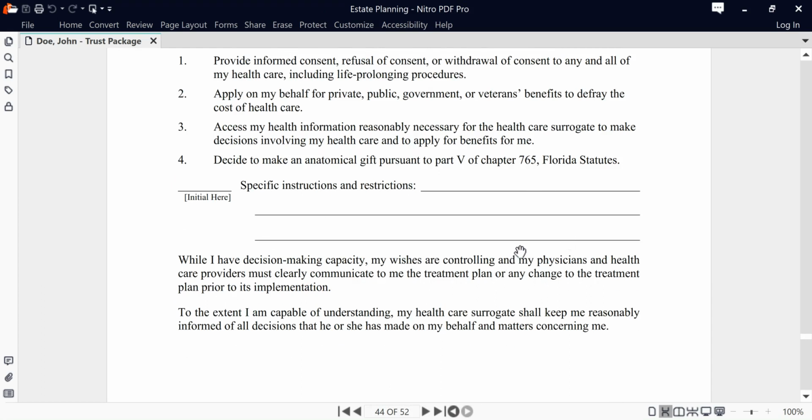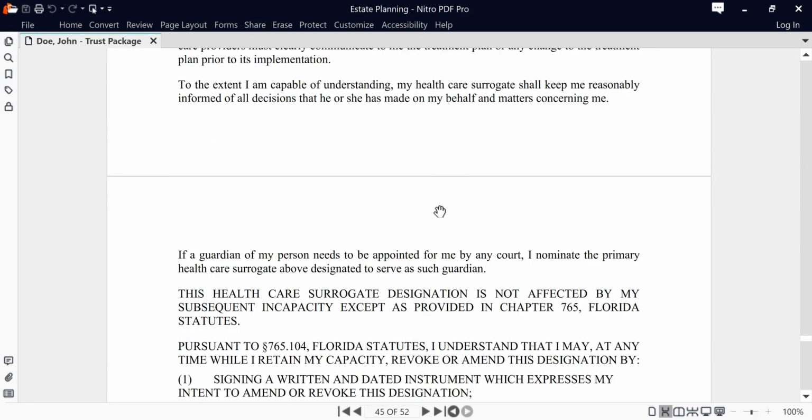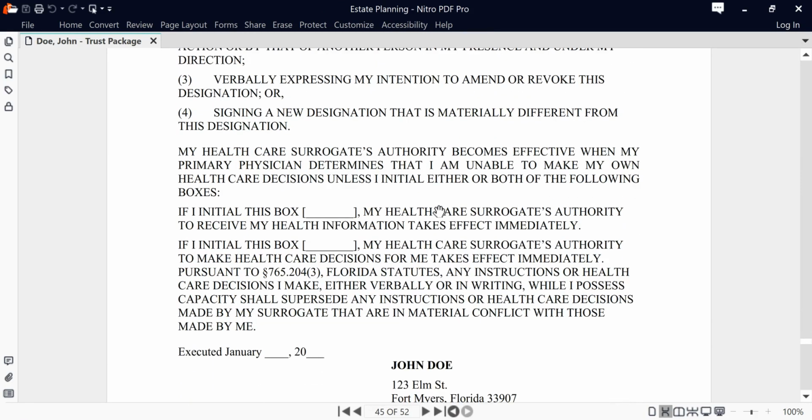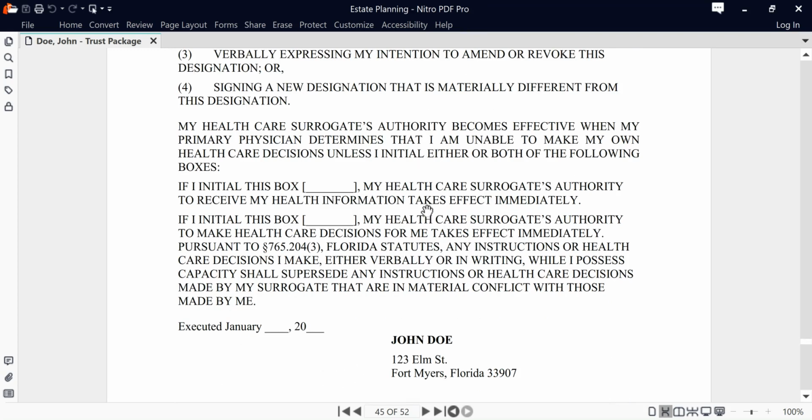They might have organ donation wishes, or maybe not. If not, they can just leave that blank. And then these two here towards the end are optional, but usually good to initial. They would make these two powers immediately effective if they're initialed. So this first one is to say, my surrogate can immediately get health information. And the second one is to say, my surrogate can immediately help make decisions for me and my health care, rather than waiting for an incapacity to trigger these.